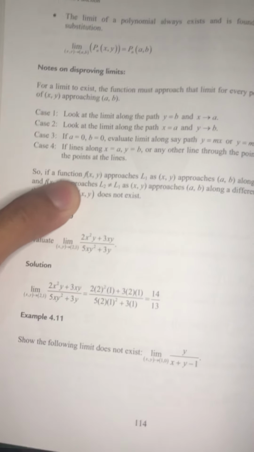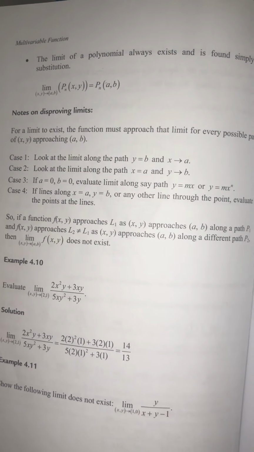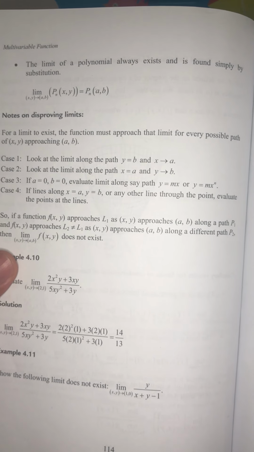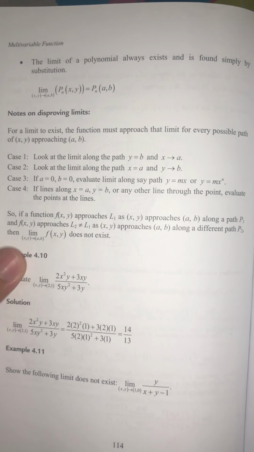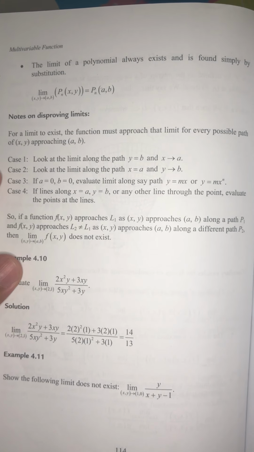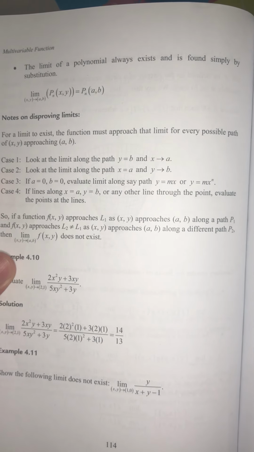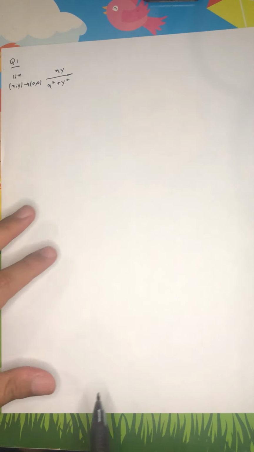If you have the textbook, refer to this page, page 114. So these are the 4 cases to determine whether a limit exists or not if you have a multivariable function. Okay, so now case 1.